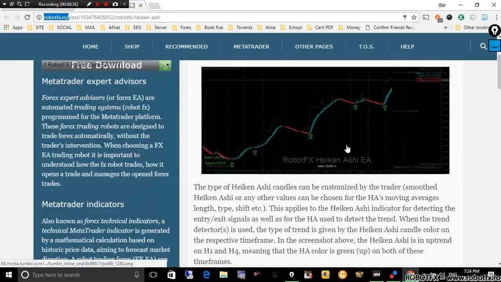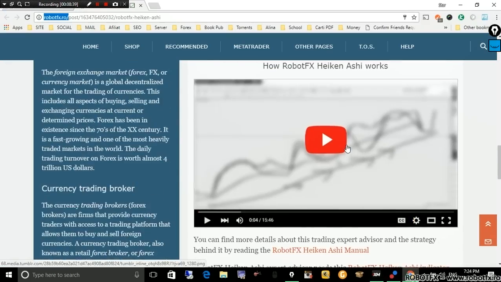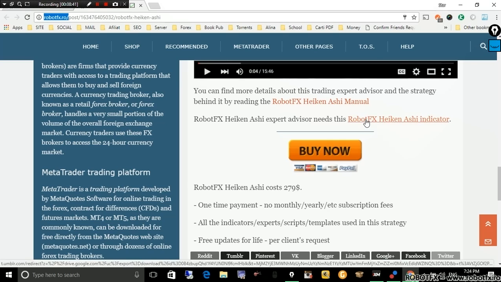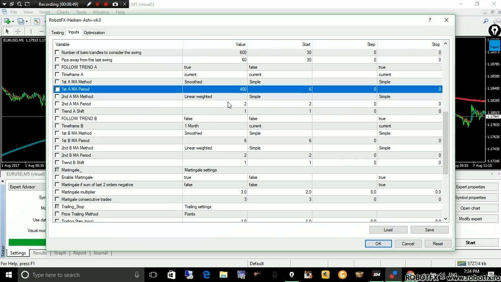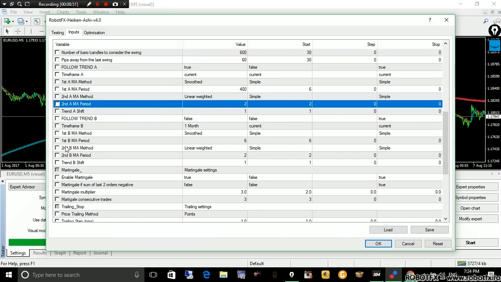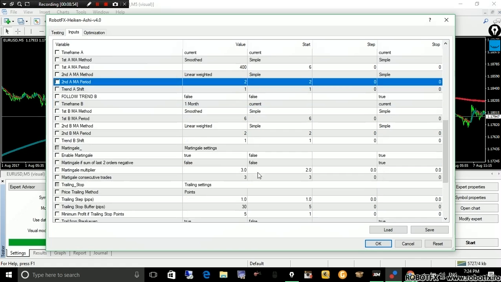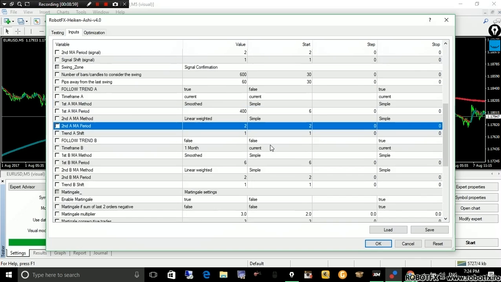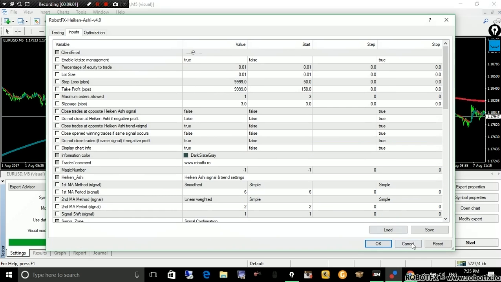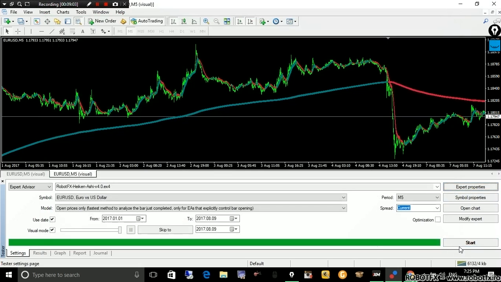One more thing, by the way, the RobotFX Heiken Ashi indicator can be downloaded from the same page. Click on it, not the MetaTrader Heiken Ashi, which is set to smoothed 400, line weighted too. That line that we see on the chart reflects the trend very well, at least for this time frame or for this pair in this situation. And there's nothing else to say. Let's see what's happening.